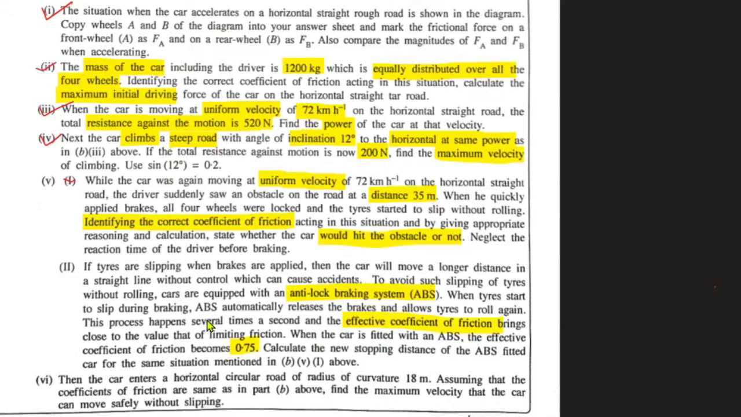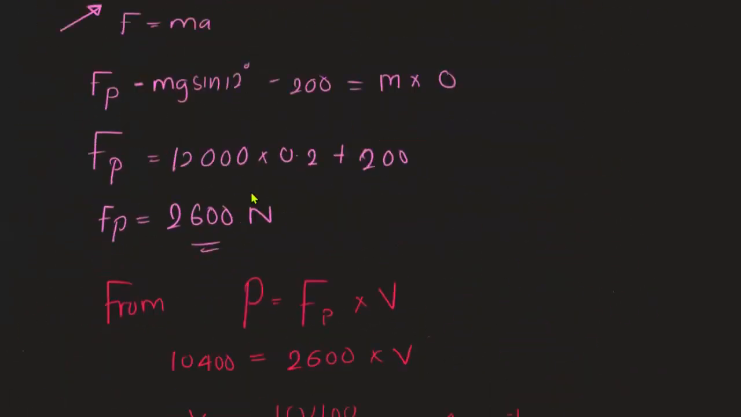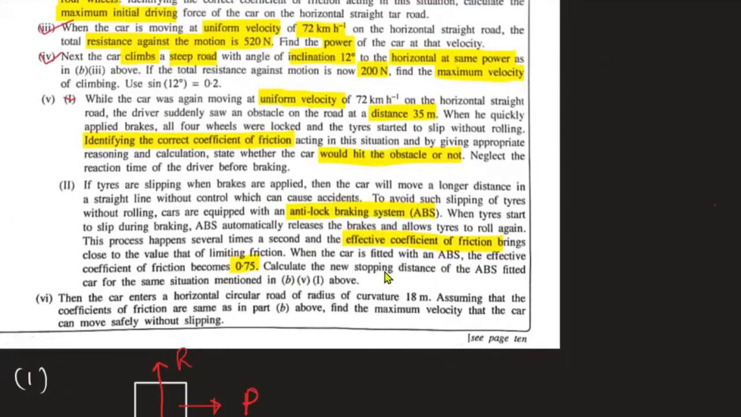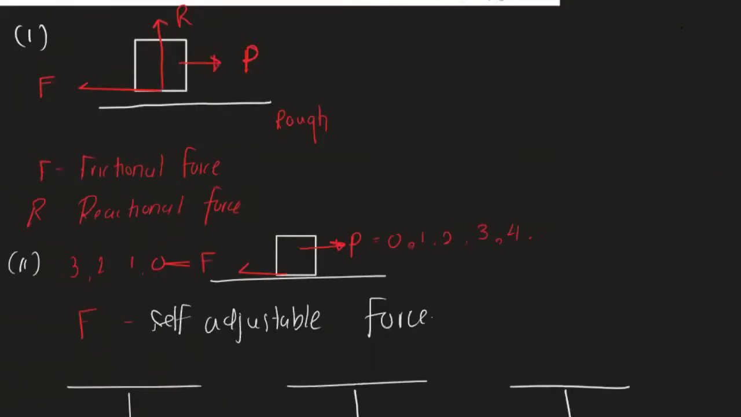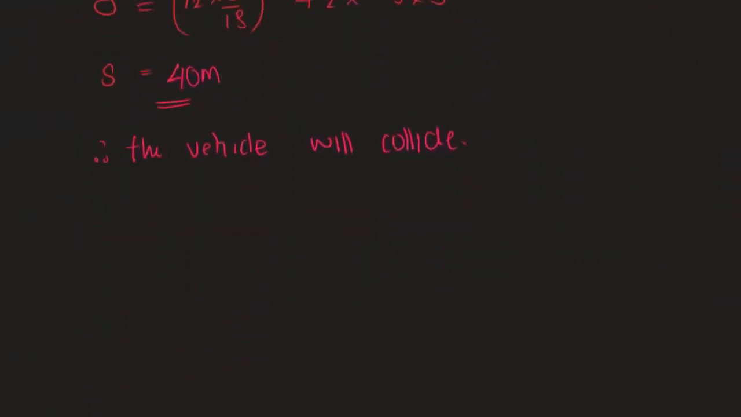You do not have to understand what happens in this ABS brake system. It's pretty lame. They have just asked you to repeat the same question that you did in part 1 once again by replacing mu as 0.75. It's very simple. You have to do the same thing and calculate the new stopping distance after the ABS system is fitted. The only change is the coefficient of friction has become 0.75. Let's go with that.